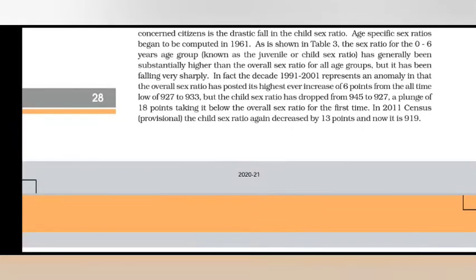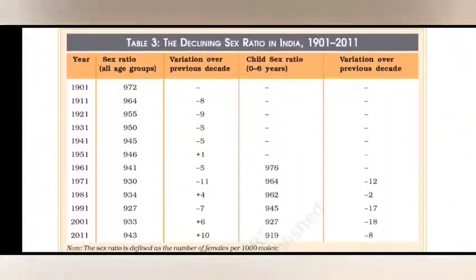In fact, the decade 1991 to 2001 represents an anomaly. The overall sex ratio posted its highest ever increase of 6 points, from an all-time low of 927 to 923. But the child sex ratio has dropped from 945 to 927, a plunge of 18 points, taking it below the overall sex ratio for the first time. In the 2011 provisional census, the child sex ratio again decreased by 13 points and now it is 919.